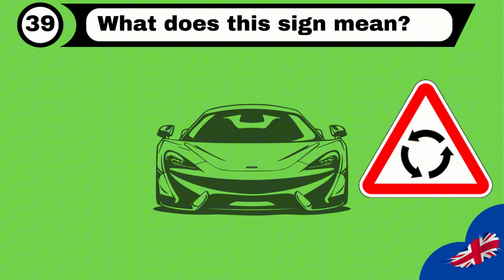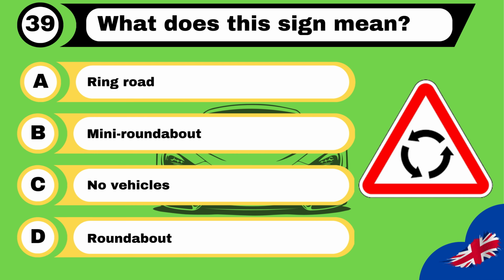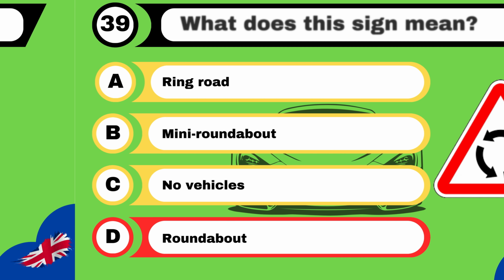Question 39. What does this sign mean? A. Ring road. B. Mini roundabout. C. No vehicles. D. Roundabout. The answer is D. Roundabout.